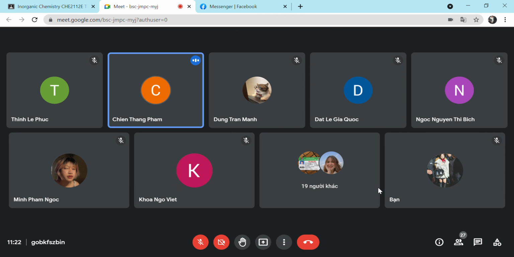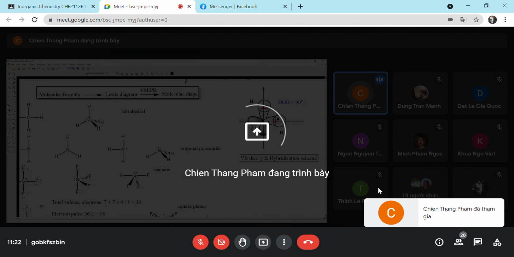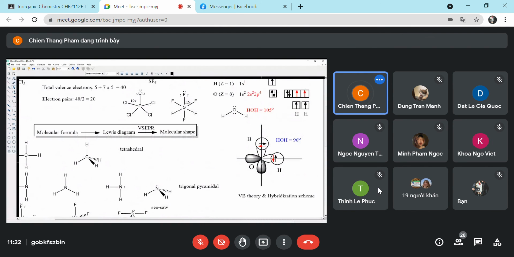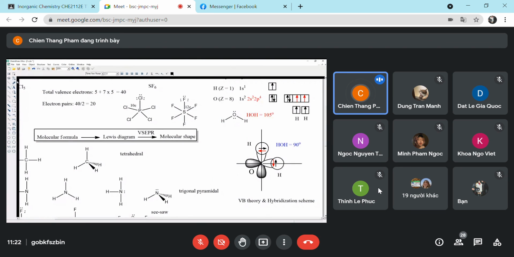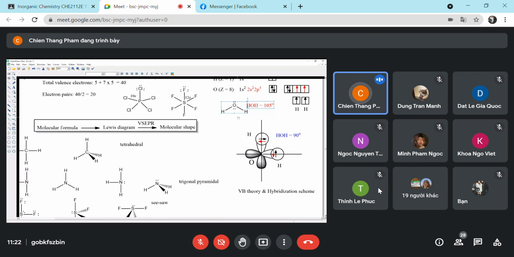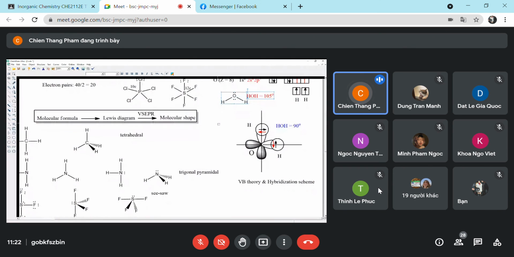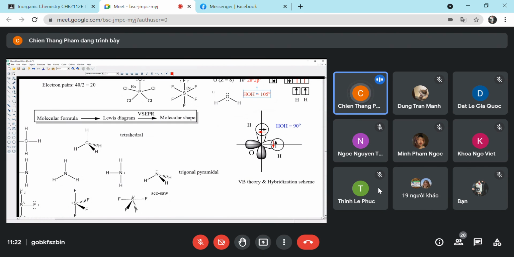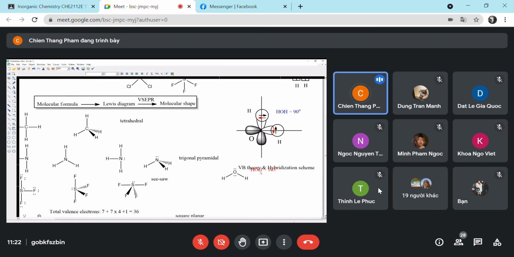Okay, so let's come back to the water molecule. Here's how we can use the hybridization scheme to describe the bonds in the water molecule. Now it's a related question. This one is related to the molecular shape of the water. So you can count from the Lewis structure of the water. Let's move it a little bit to here. This one is for water.